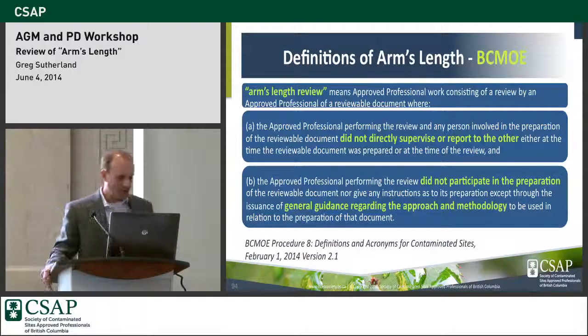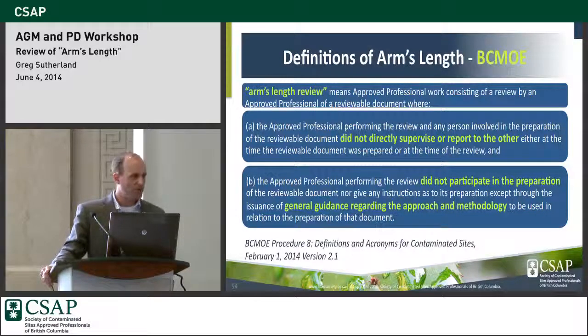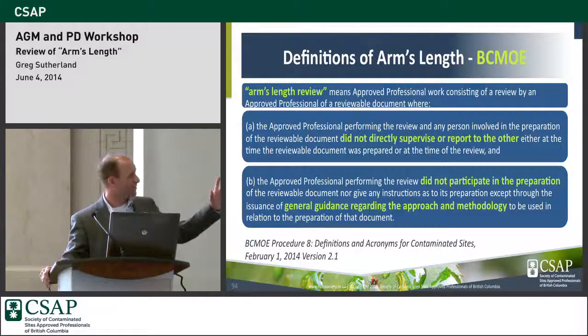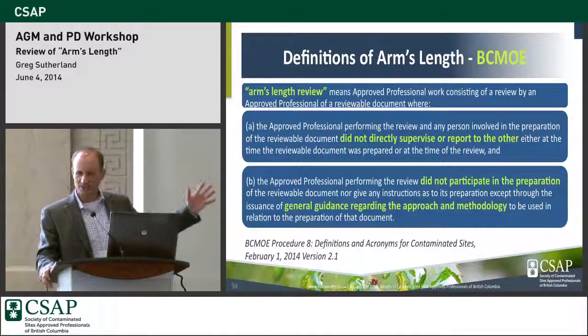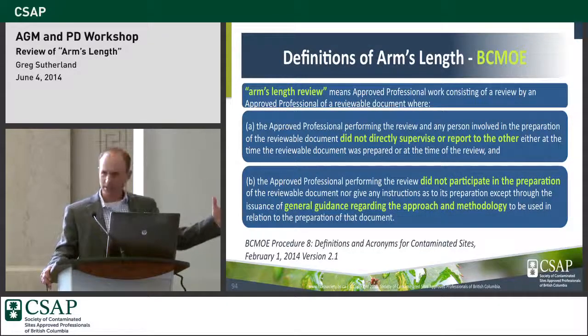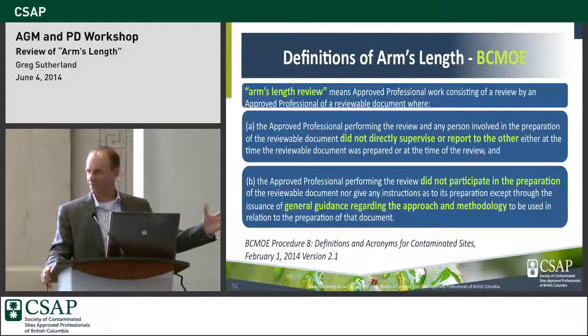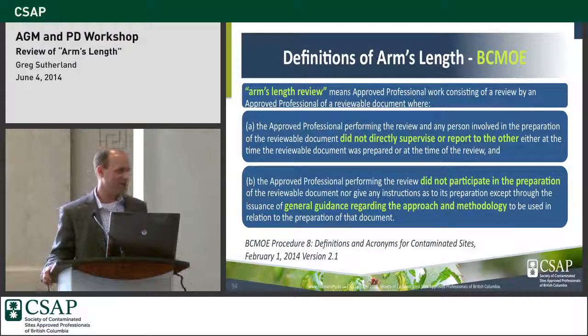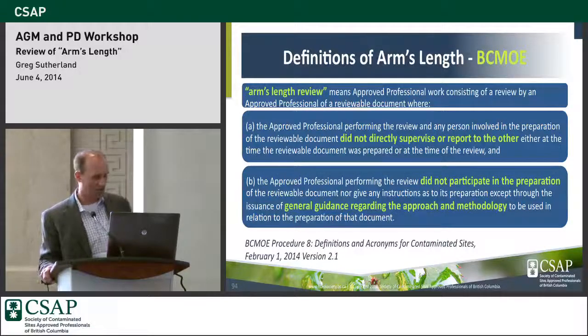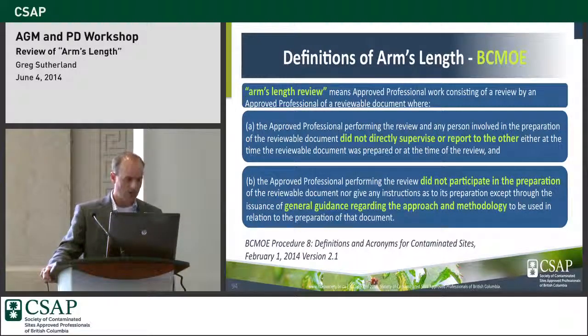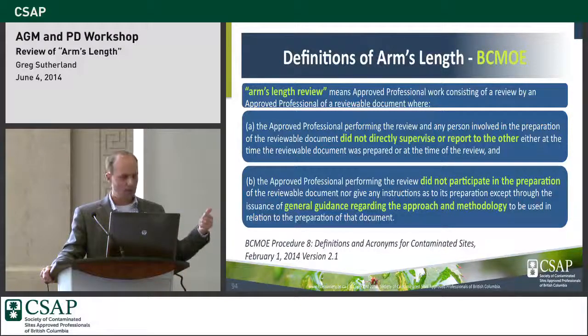So the formal definition is in the BCMOE Procedure 8. This is a lot of text, and I'm breaking my own cardinal rule of never having too much text on a slide, but because it's legalese, I didn't want to start paraphrasing things and getting it wrong. I highlighted what's important. There are two points, in my opinion. The first is that during the AP review, the author of the report, or the project manager, and the AP who's doing the arm's length review can't have a supervisory relationship during the work or during the review.